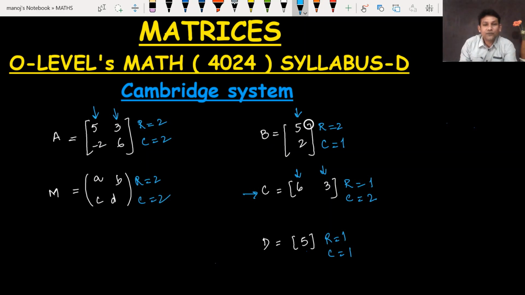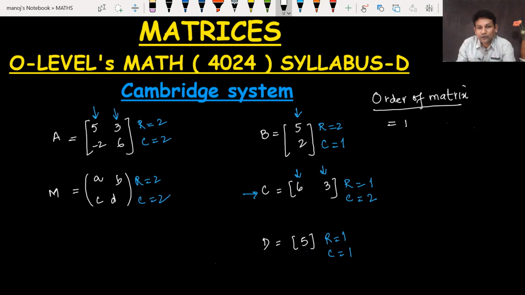And what is very important here, we should write the order of matrix. How we can find the order of matrix is very simple. The order of matrix is equal to row multiplied by column. Okay, when we see this, what is the order of this matrix? Can you write? The order of matrix A is 2 by 2 because 2 rows and 2 columns.